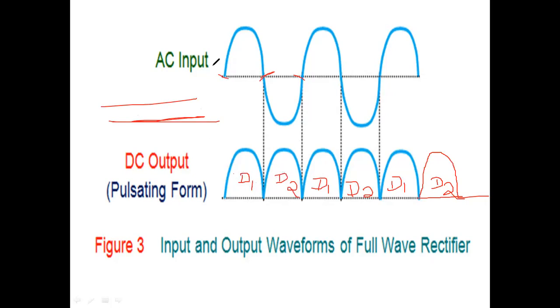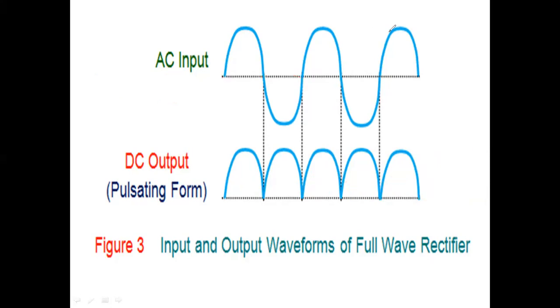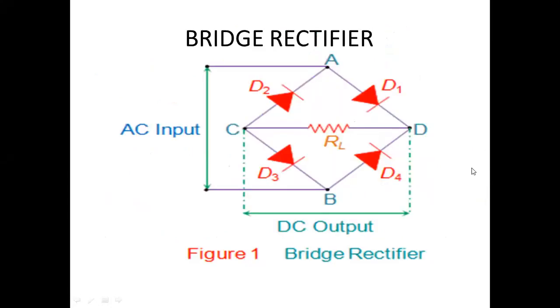No, sir. Pulsating means pulses according to the input. It is like this that we are going to get here. We call that pulsating DC. Both half cycles are pulsating DC, and this one also is a pulsating DC here. So this is the output waveform we are going to call it here now.